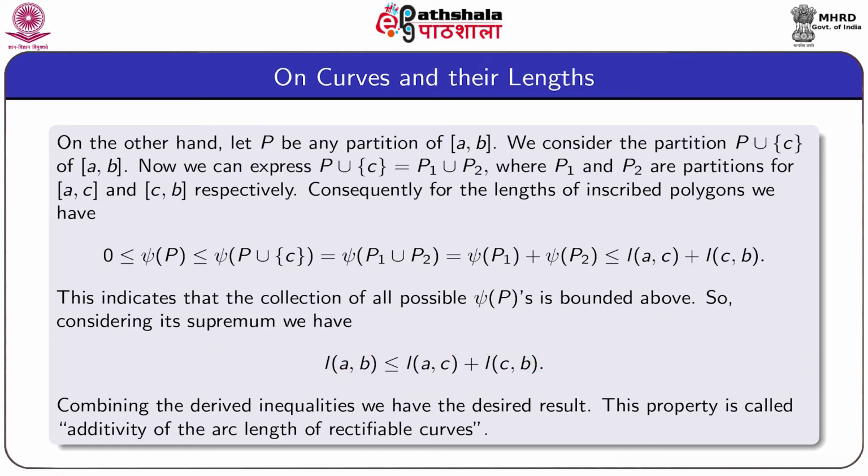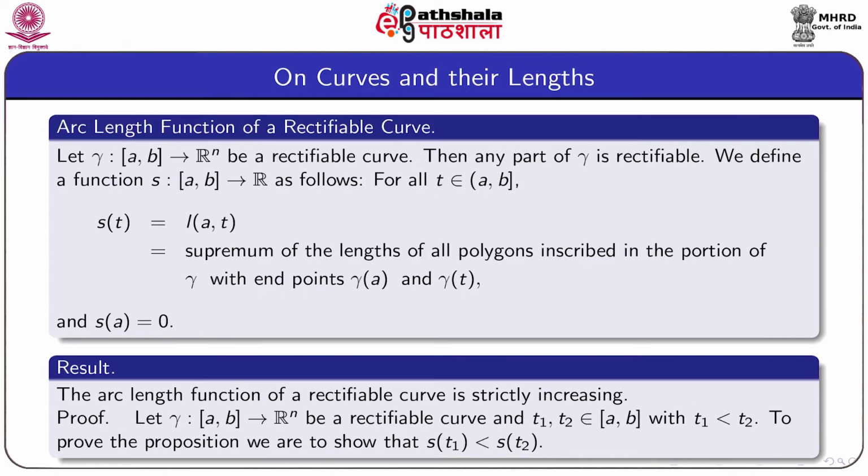Combining the derived inequalities, we have the desired result. This property is called additivity of the arc length of rectifiable curves. Now, the arc length function of a rectifiable curve. Let gamma from [a, b] to R^n be a rectifiable curve. Then any part of gamma is also rectifiable.